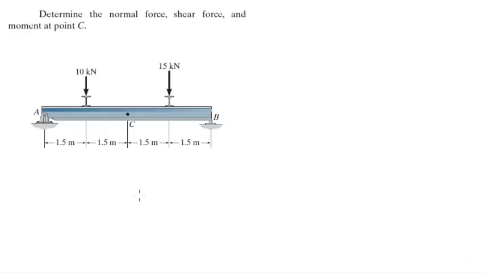Alright guys, let's do this problem. Determine the normal force, shear force, and moment at point C. So the first thing we can see is that it has a pin, so it has a vertical and a horizontal force, so it's not really convenient to use this side, but as you can see, V only has a reaction going up. Let's call it Vy.